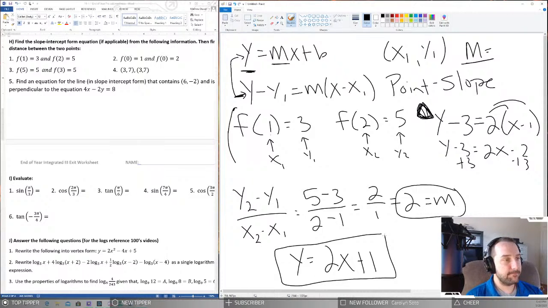And that is the equation of the line. Like I said, yes, you could find the slope and then plug in the point for y and x to find b. Sure, that's great.